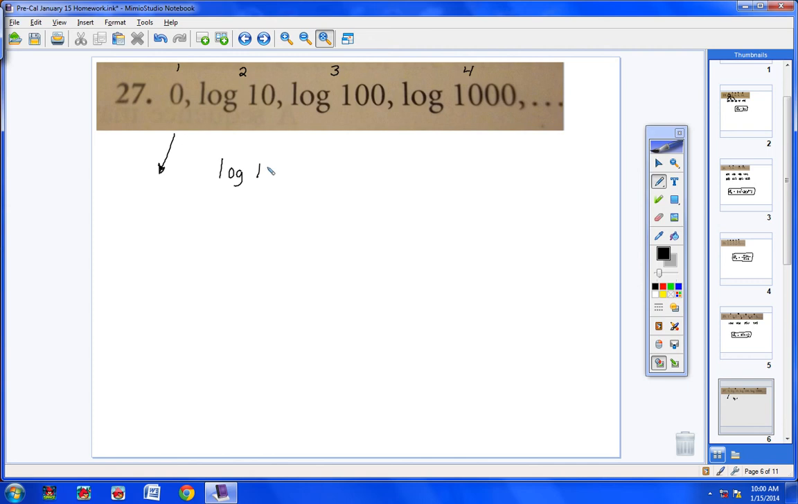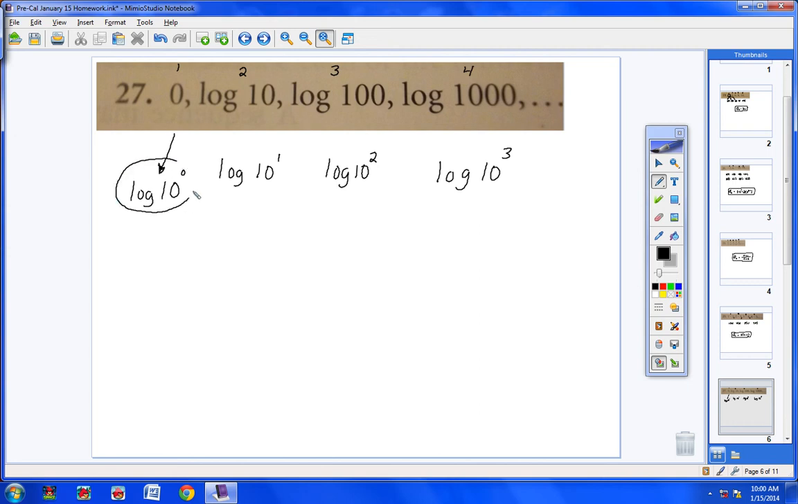I mean, it's log of 10 to the what power, first. Log of 10 to the what power, second. Log of 10 to the what power, third. So over here, I'm kind of thinking, hold on, I have a 0 right here. But if you'll think about this for a second, just trust me. If I put log of 10 to the 0 power, that would fit really nice, wouldn't it? Log of 10 to the 0, log of 10 to the 1, log of 10 to the 2, log of 10 to the 3.